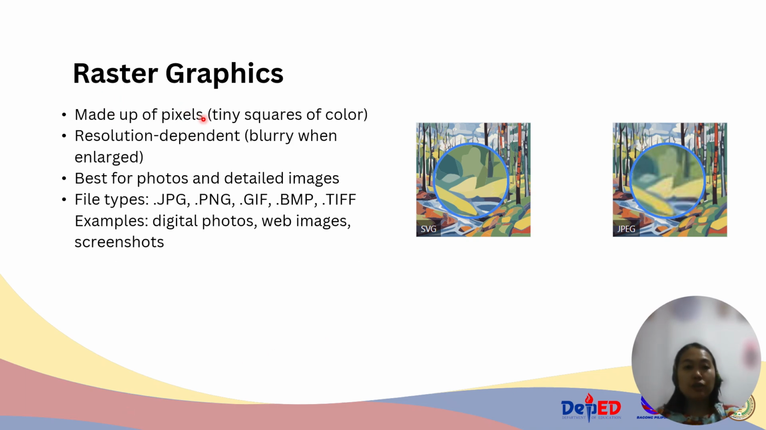Next, we have the raster graphics. It's made up of pixels, tiny squares of color. But it is resolution dependent, meaning when you enlarge it, it will get blurry as you keep on enlarging it. So these are best for photos and detailed images. File types are JPG or JPEG, PNG, GIF, BMP, TIFF, and examples are digital photos, web images, and screenshots.